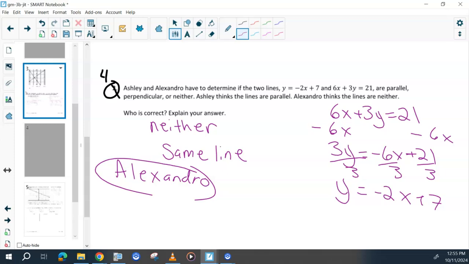Okay, so for parallel, the slopes have to be the same, but the y-intercepts have to be different. So if they had negative 2x plus 7 and negative 2x plus some other number, they would have been parallel.